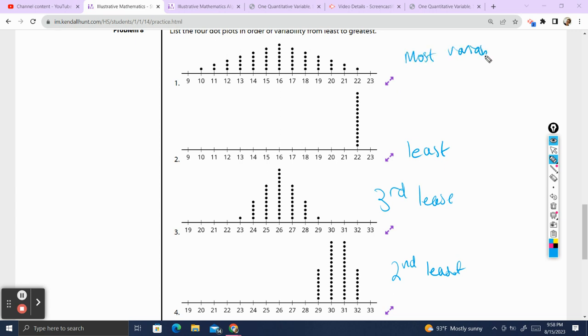Something to make sure that you're checking on these questions is make sure that the number lines are the same. If one of these was counting by 2s or 4s, or even 10s or 20s, or we had a different unit at the bottom, then we might not have exactly the same answers. But in this case, the number lines are all the same, and we've identified the least variable to the most variable.